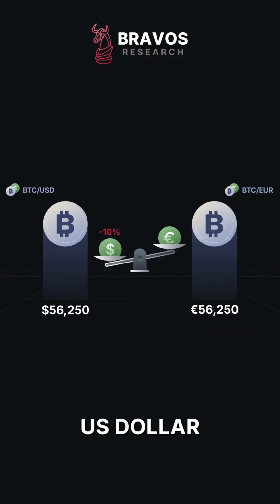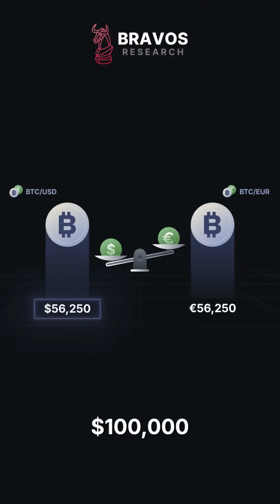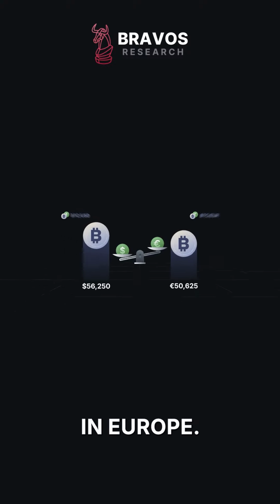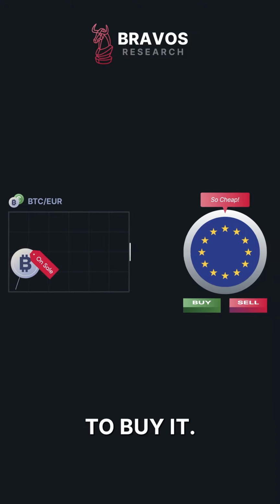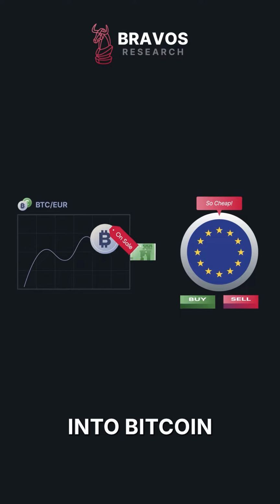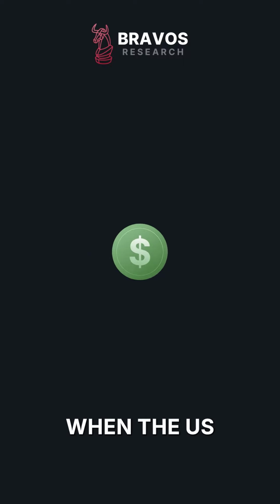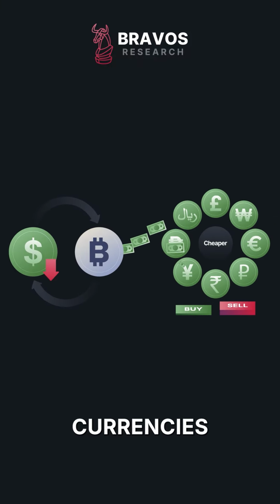Now imagine the US dollar weakens by 10% against the euro. This means the same $100,000 Bitcoin would now cost 90,000 euros in Europe. Europeans would see Bitcoin as being on sale, making them more likely to buy it. That can lead to a significant increase in capital flowing into Bitcoin from Europe. But this doesn't just happen in Europe. When the US dollar gets weaker, Bitcoin becomes cheaper for people in all other currencies too.